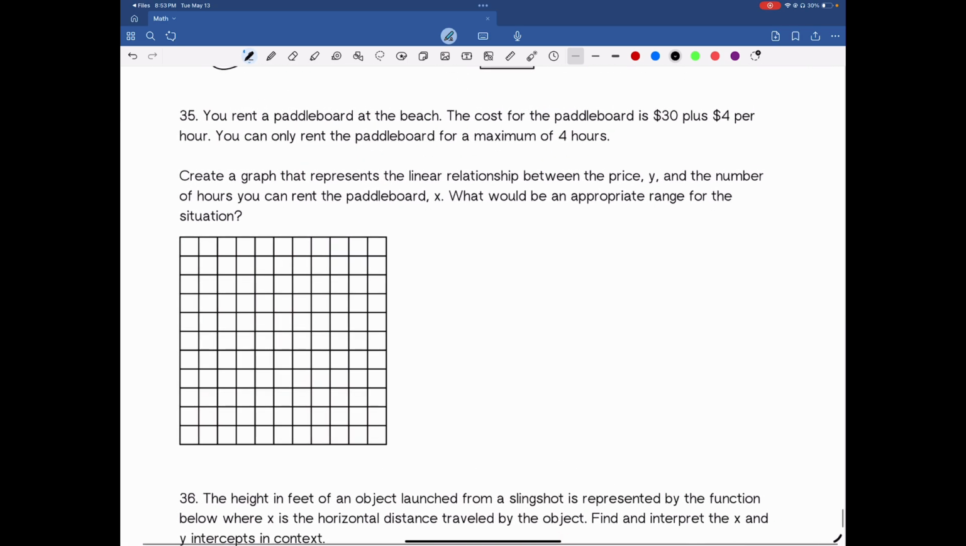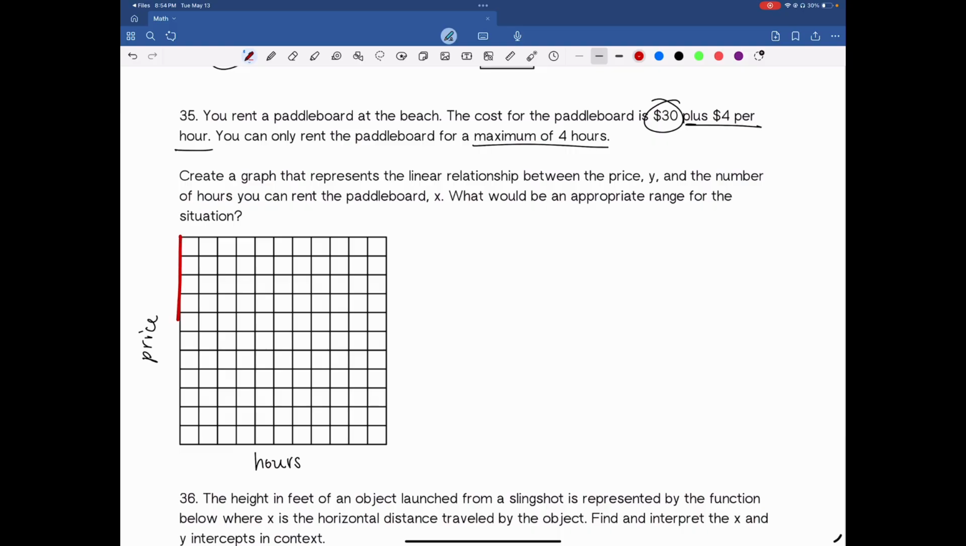All right, you're on a paddleboard at the beach. Cost for the paddleboard is $30 plus $4 per hour. You can only rent the paddleboard for a maximum of 4 hours. Create a graph that represents the linear relationship between the price, which is y, so price, and number of hours is x.